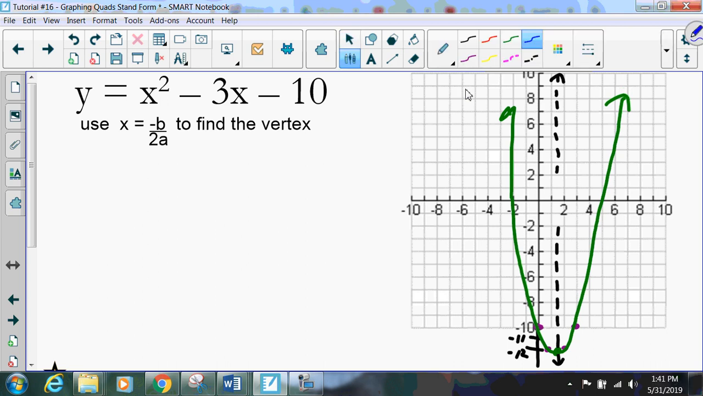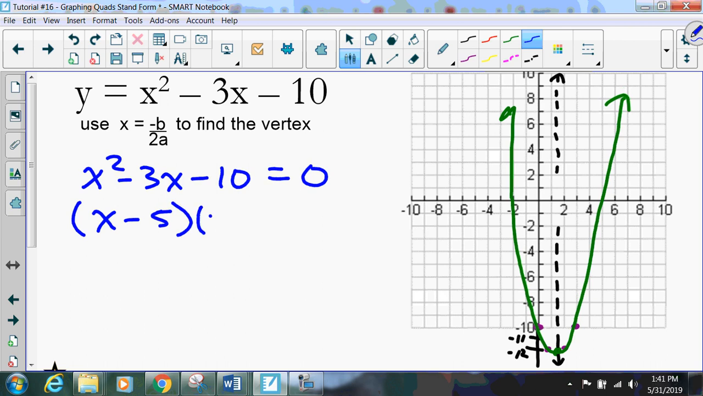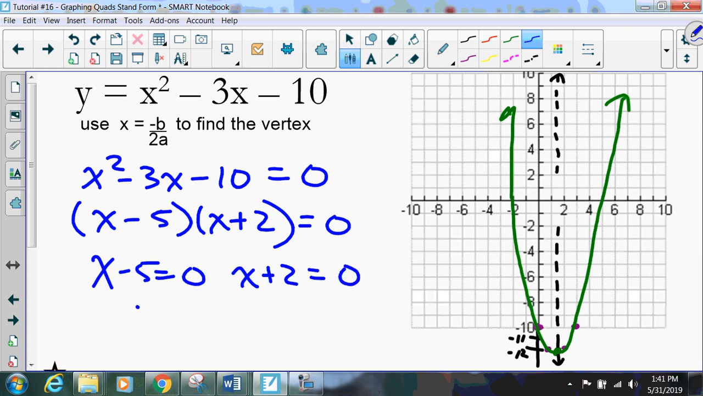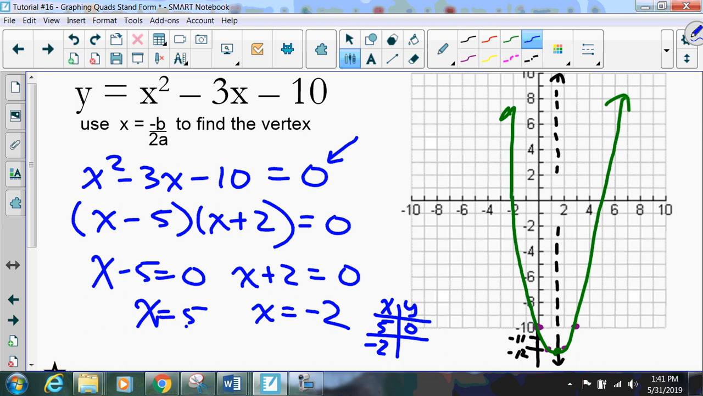And the one thing that you can do is you can say, hey, I wonder if I went ahead and set y equal to 0 and factored. Once again, I'm talking to those of you that are good at factoring, and set each of those factors equal to 0 and solved for x, look what I get. I would get that when x equals 5 and when x equals negative 2, y equals 0, because I set y equal to 0. If I wrote these points in a table, it would look like this. When x is 5, y is 0. When x is negative 2, y is 0.